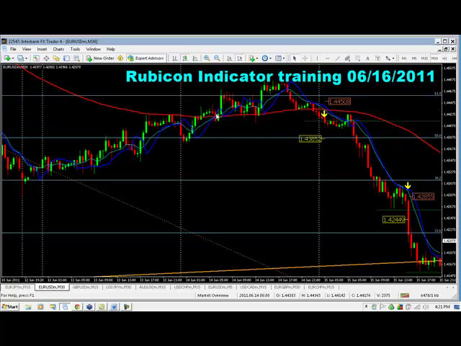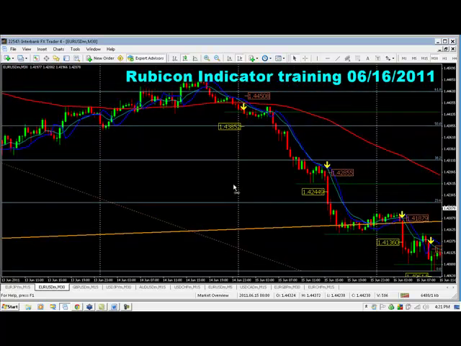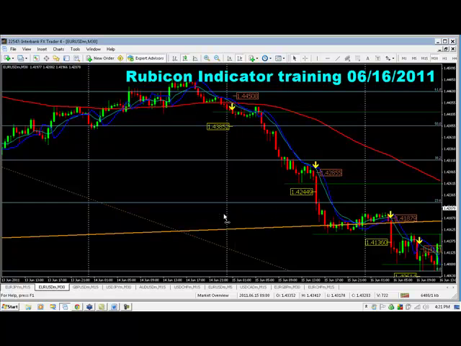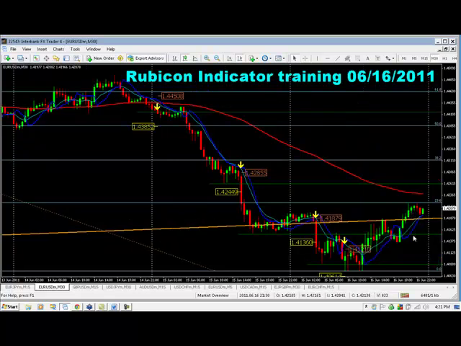So from here all the way over to here, that's one wave. Now we started a new wave here in the beginning of this down move. We are still in that wave because we've not crossed over in the opposite direction yet.